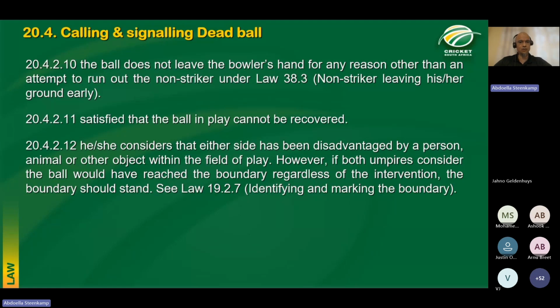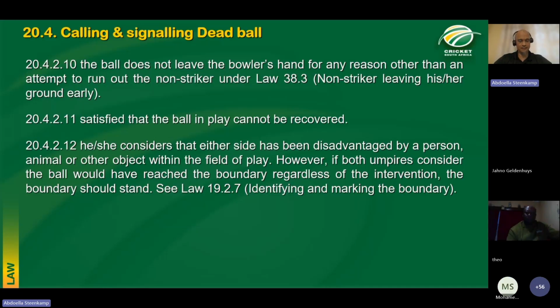The law also gives you the power that if you, the umpires, consider that, let's say, a person or animal or object came onto the field of play, and because of this person, animal or object interfering with the ball, touching the ball, and this may have disadvantaged either side, doesn't always have to be the batters, you can intervene by calling and signaling dead ball.